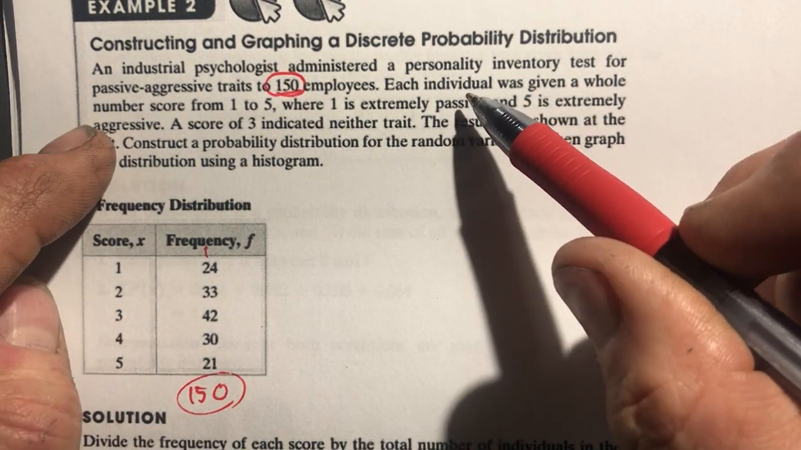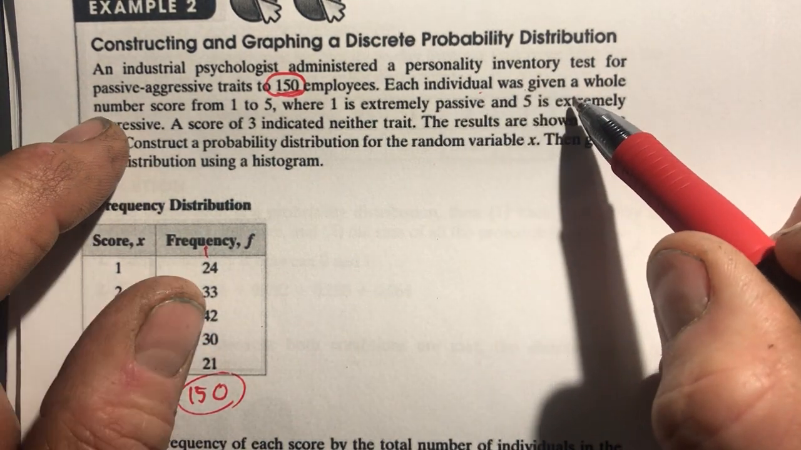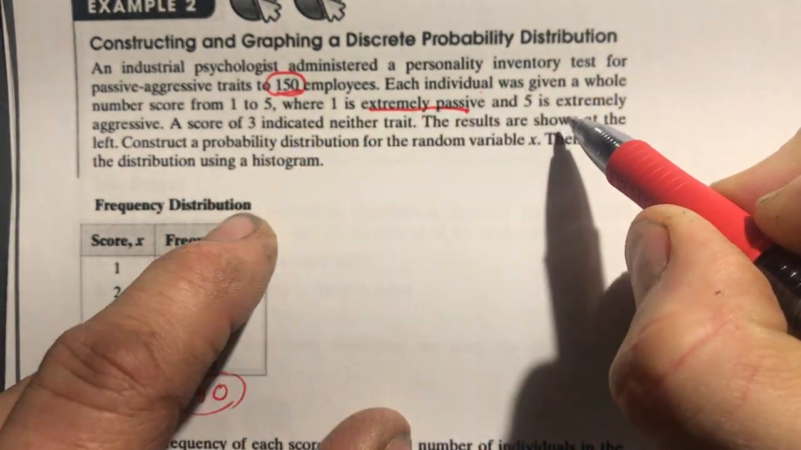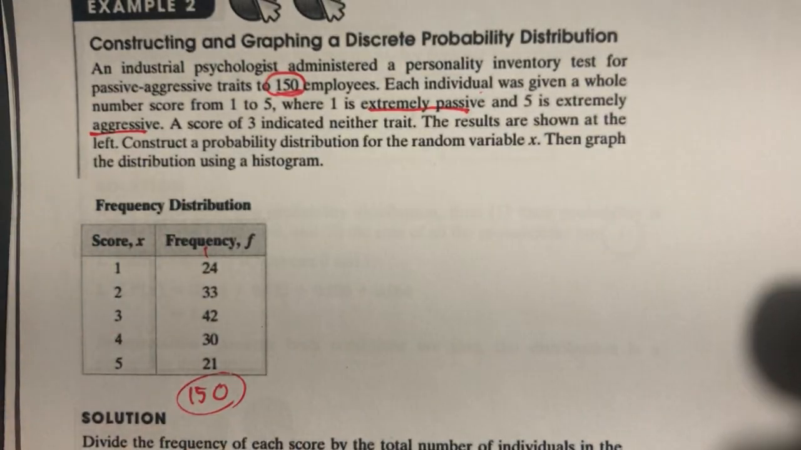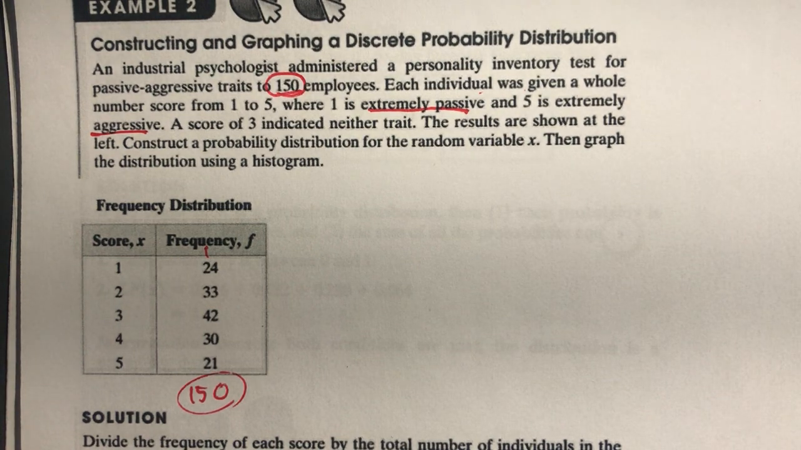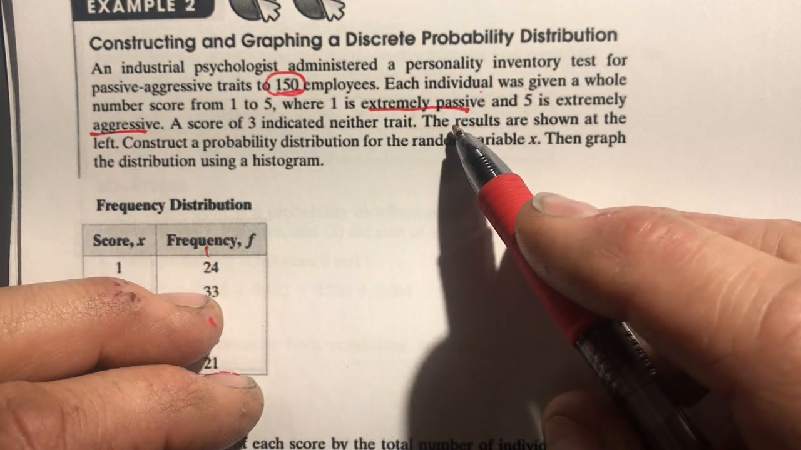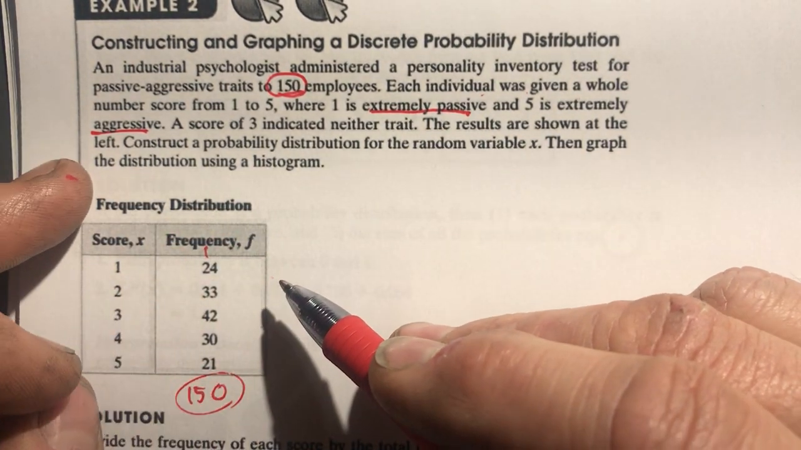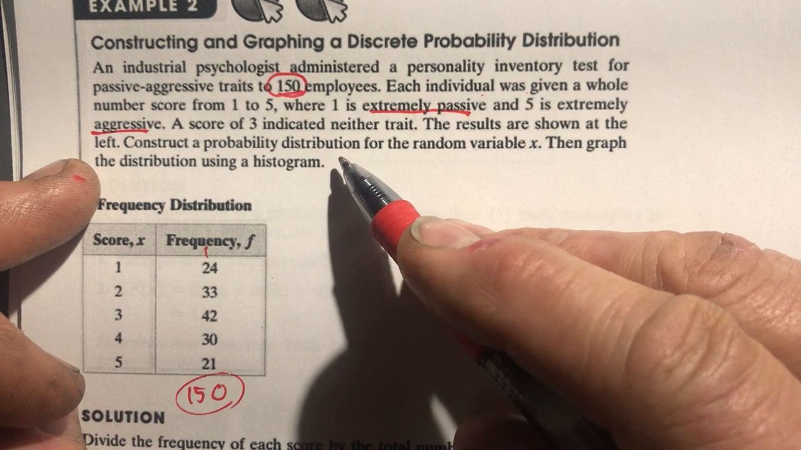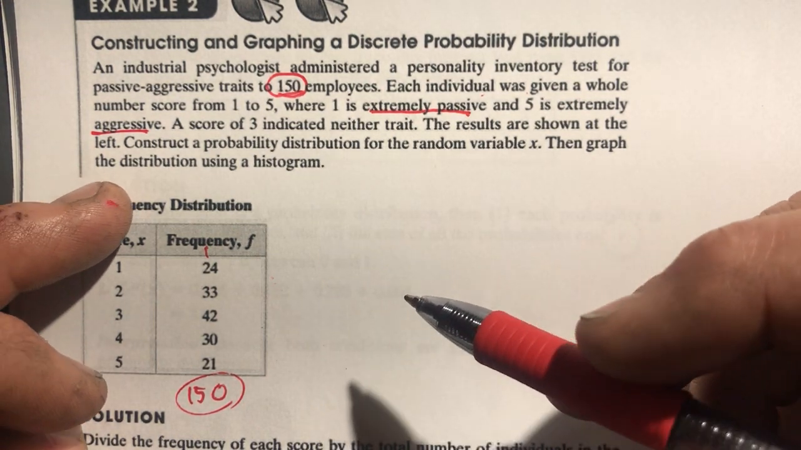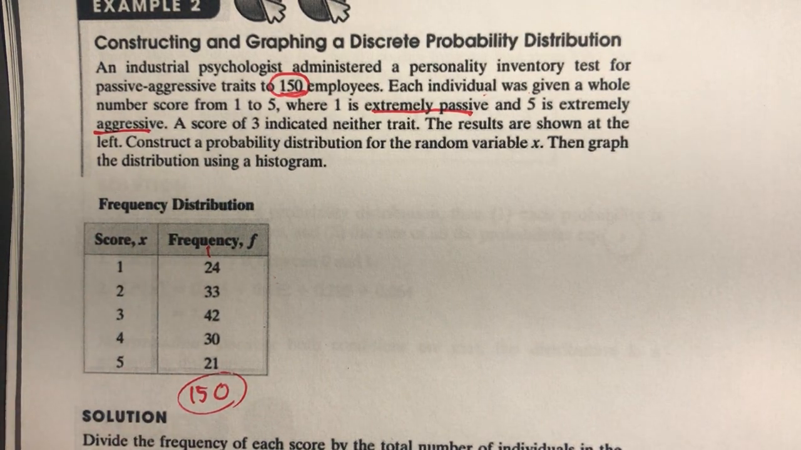Each individual was given a whole number score from 1 to 5, where 1 is extremely passive and 5 is extremely aggressive. You might have filled out something like this before, where you're rating something of yourself. A score of 3 indicated neither trait. The results are shown at the left here. Construct a probability distribution for the random variable x. Okay, and then graph the distribution using the histogram.